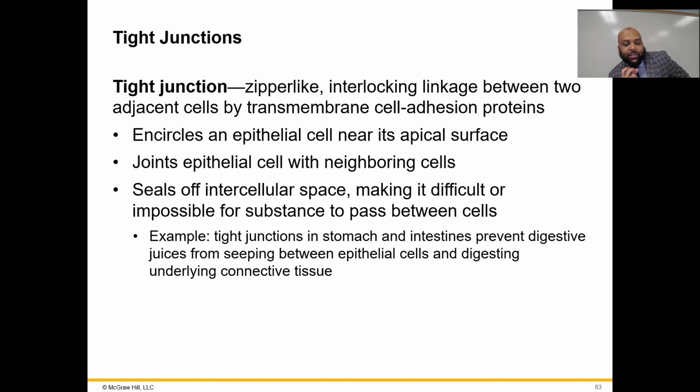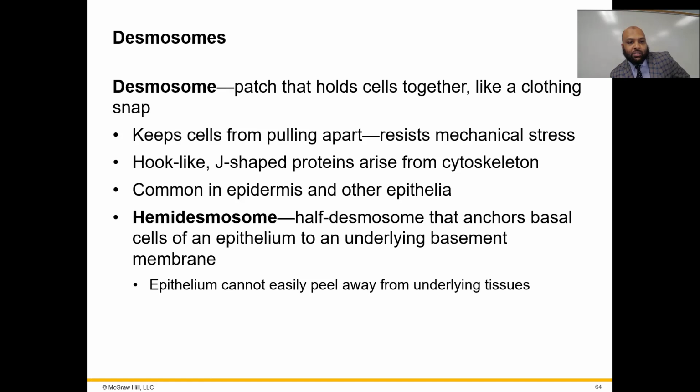The example would be the tight junctions in the stomach and the intestines. They prevent digestive juices from seeping between the epithelial cells and digesting the underlying connective tissue. That is amazing, how tight these tight junctions are. They are so tight in the stomach and the intestine that they don't even allow water, or the hydrolytic juice inside your stomach, to seep through and digest the neighboring area.